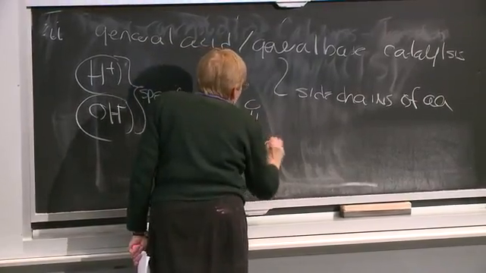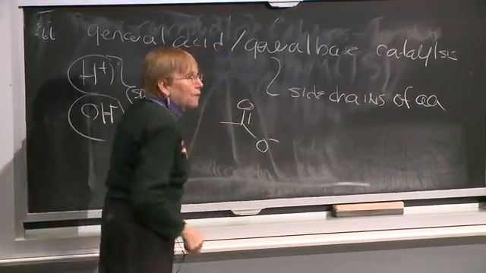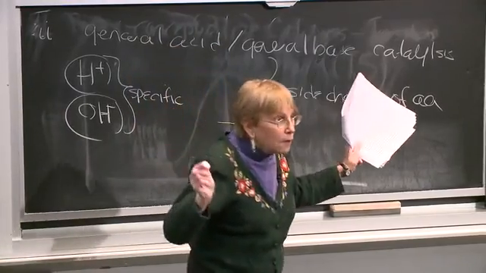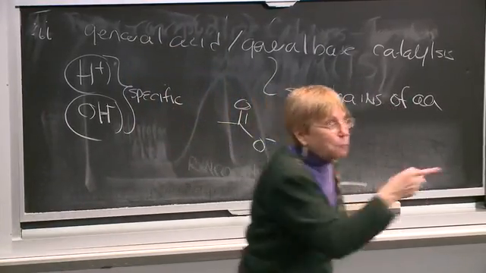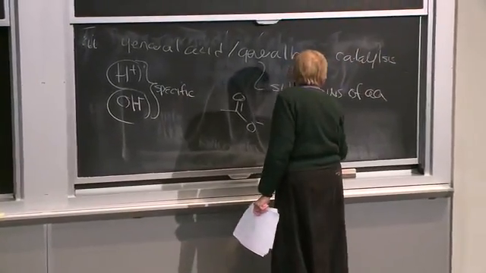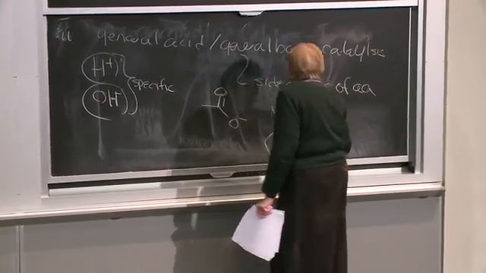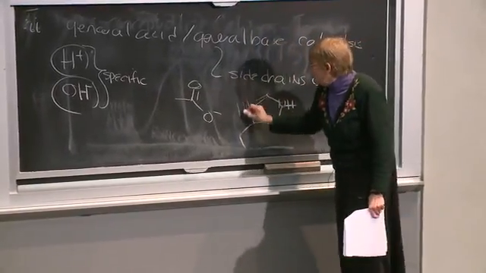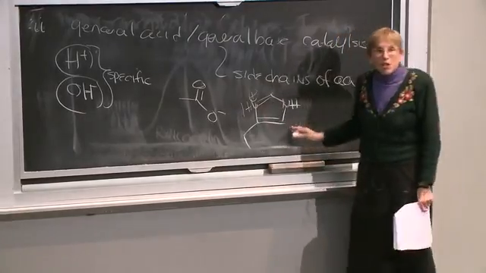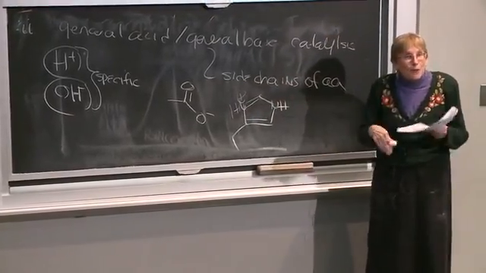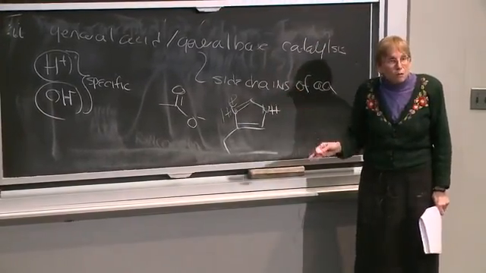Now you can have carboxylates. Anybody know what the pKa of a carboxylate is? Hey, Bogdan, what is it? 4 to 5. Good. See, he remembers. Okay. You could have imidazole. This has a pKa at neutral pH. Anyhow, you need to go back and look at what the groups are that can be involved in catalysis.